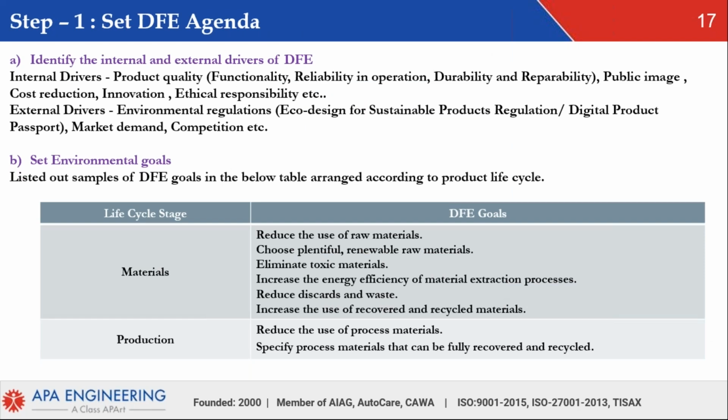So first things first, initializing the DFE agenda. And step one being establishing the team, drivers, and goals for the DFE agenda. So setting the DFE agenda kicks off the DFE process during the product planning phase. And the three tasks that make up this step are identifying the internal and external drivers of the DFE, establishing the product's environmental goals, and assembling the DFE team. The organization determines a distinct and feasible route towards environmentally friendly product design after creating the DFE agenda.